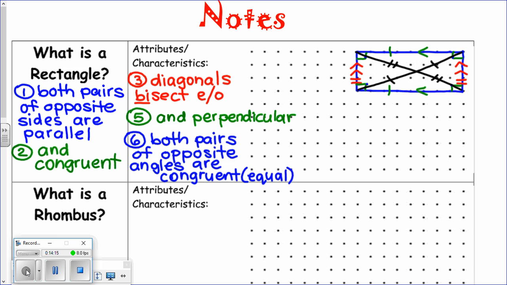And it also tells us that those lines are perpendicular. So that means I should have a 90-degree angle when I connect those lines. So I'm going to go ahead and draw the center of my diagonals one more time since they didn't make that 90-degree angle.